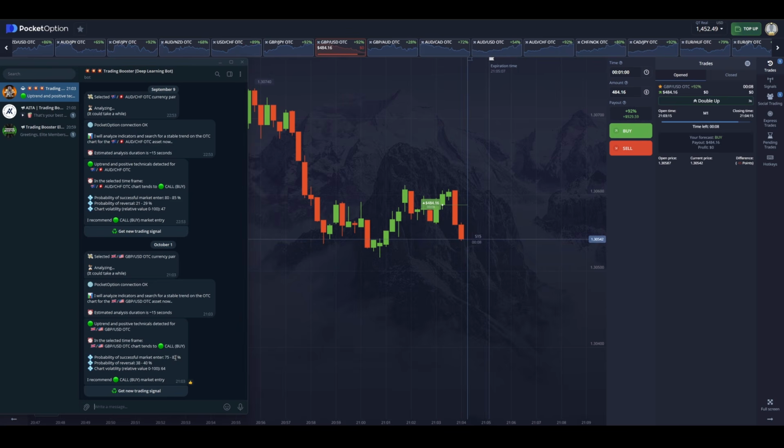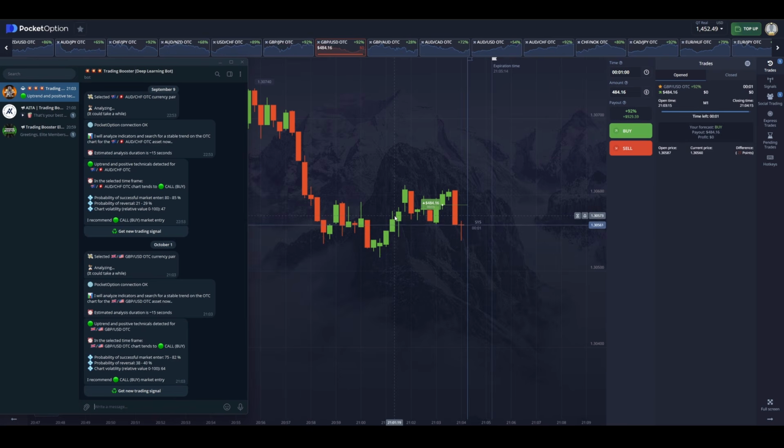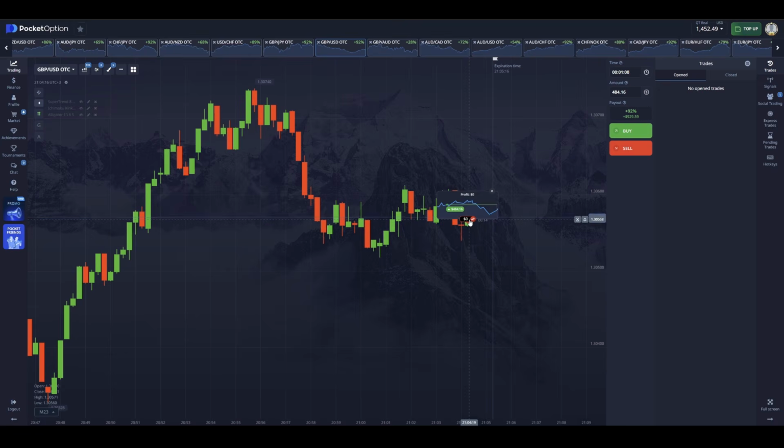So, the entry point was good, the signal was good, but as you can see, the OTC pattern changed and the price went in a completely different direction. Most likely, this will be a loss. Yeah, unfortunately, this trade is a loss.